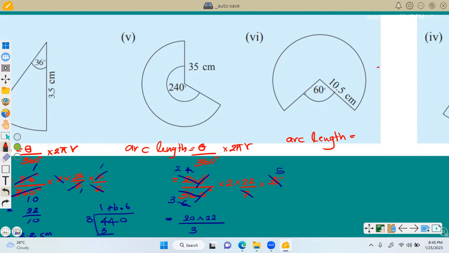Because you can see they have given the angle in between these two straight line segments, that means these two radius, but the angle at the center is located inside the sector. Now this is the angle outside the sector. We have to find the angle at the center inside, okay? So you have to subtract 60 from 360. So the answer is 300. That means the angle at the center is 300.